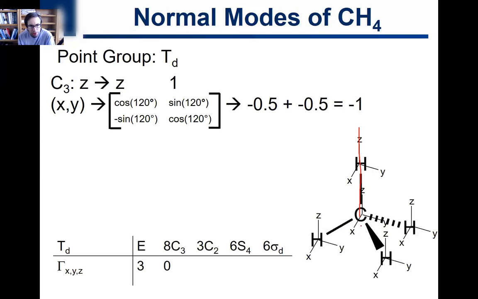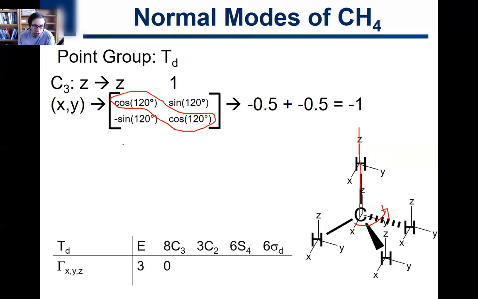Since it's a 120-degree rotation, X and Y are not going to move to anything clean. It's not going to move to negative X, negative Y, nothing clean. You have to use your trigonometry, and the formula that we introduced back in chapter 1. And so that's going to be these cosines and sines. And so you're going to take the trace of this matrix, and cosine of 120 is negative half. So negative half plus negative half equals negative 1.